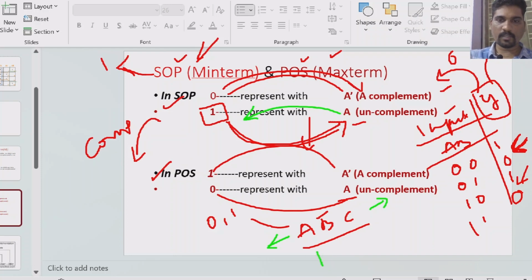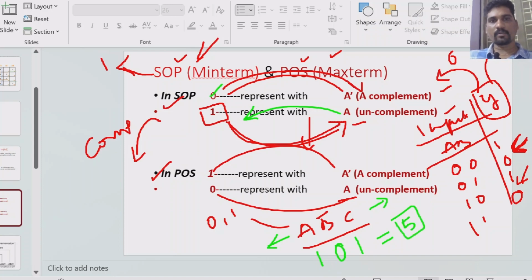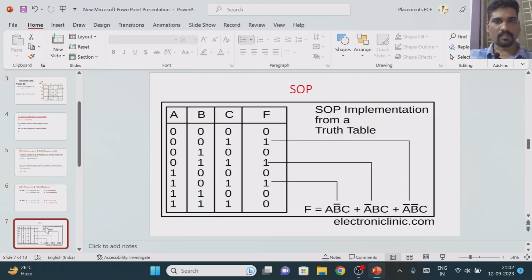What about this value, B bar? Complement value means we need to write 0, right? C is the uncomplemented value, so 1. So what is the answer for this one? 5 is the answer. This is how we can convert the given expression. At this point, you need to remember A means 1, A bar means 0. If you remember this, then perform the complement operation for this one.